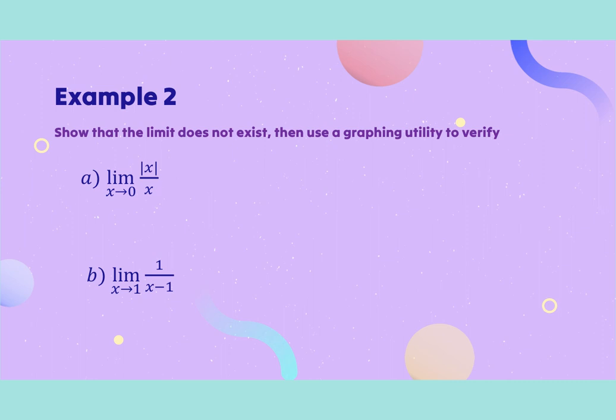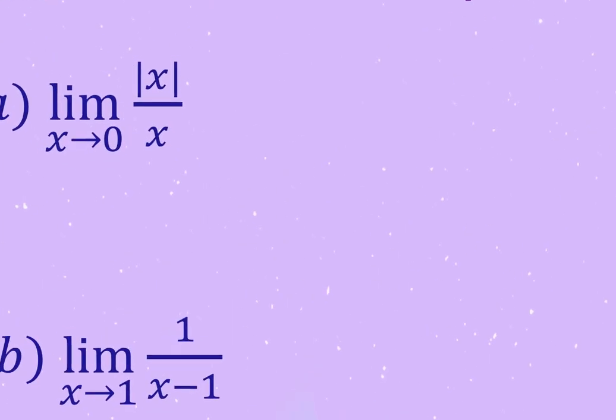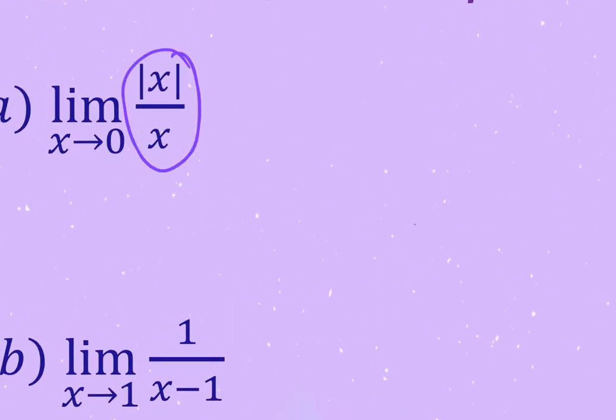All right, so example 2 says show that the limit does not exist and use the graphing utility to verify. So we're actually going to use the graphing utility to graph these and then look at the graphs. So if I wanted to graph this f of x, I go to y equals, remember your absolute values are under your math menu. So I go to math, and then I go over to NUM, and that's where ABS is. That's where absolute value is. So I go y equals, I go to math, I go over to NUM, I grab absolute value, I put my x in.